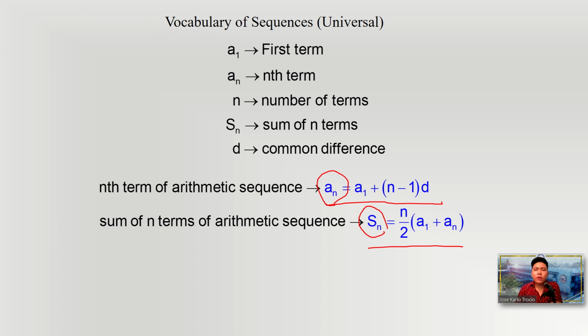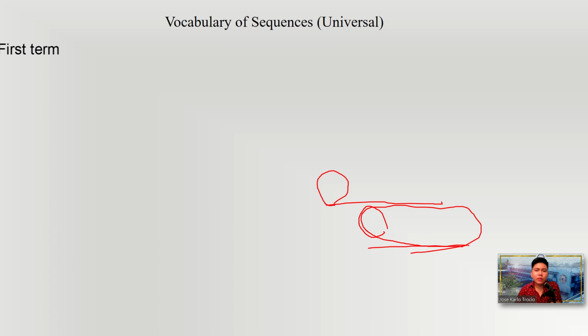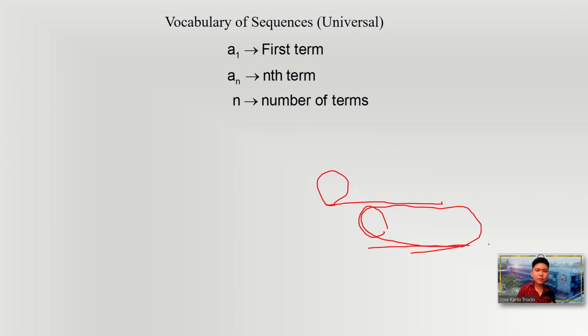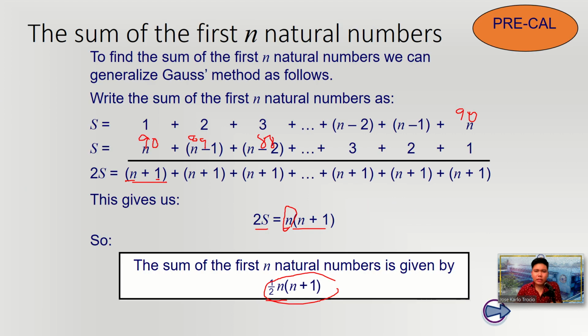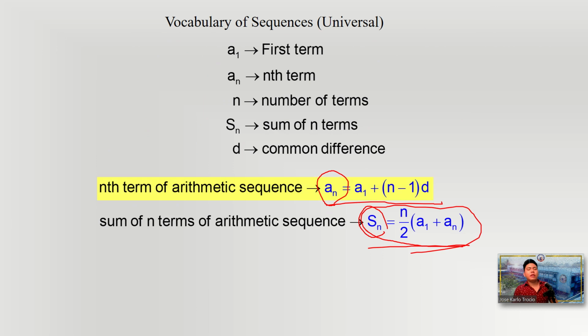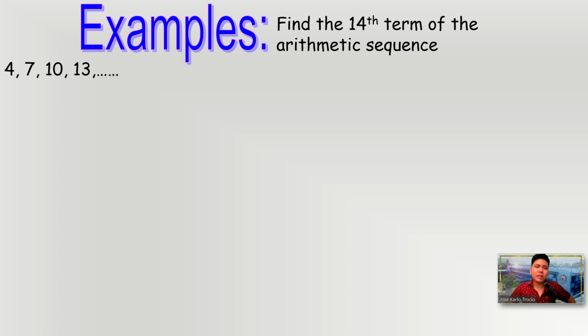Okay, how do we get this sum formula? It is the same as the Gauss method. Try to look at it again. S sub n is equal to n over 2 times a sub 1 plus a sub n. Doesn't it look like this? It looks like this, right? One half times n plus 1. That is how we derive this equation. That's it. Let us have the example right away.